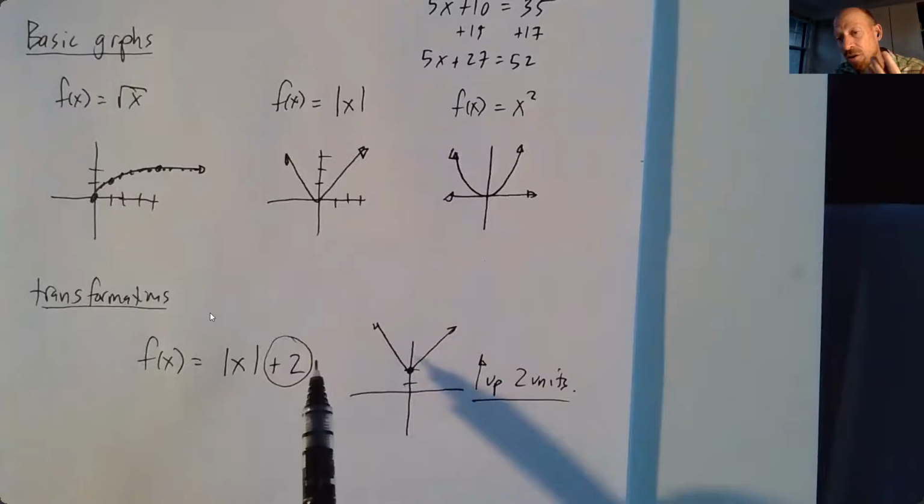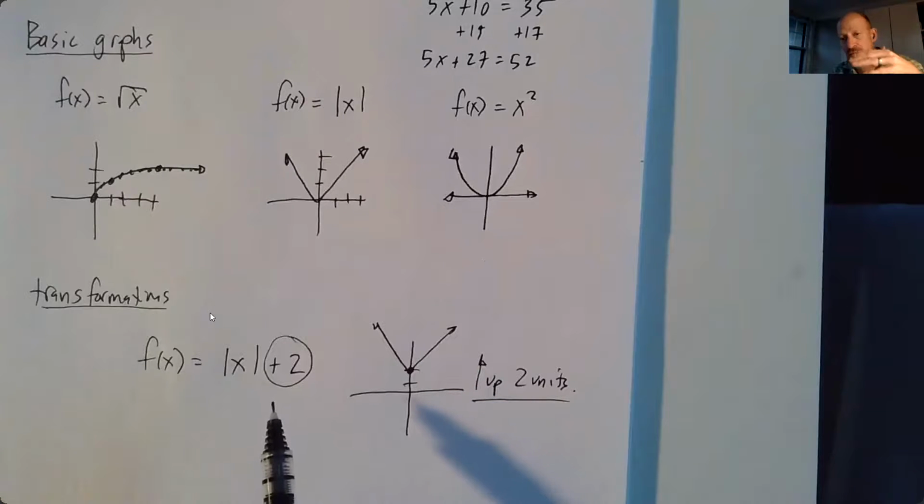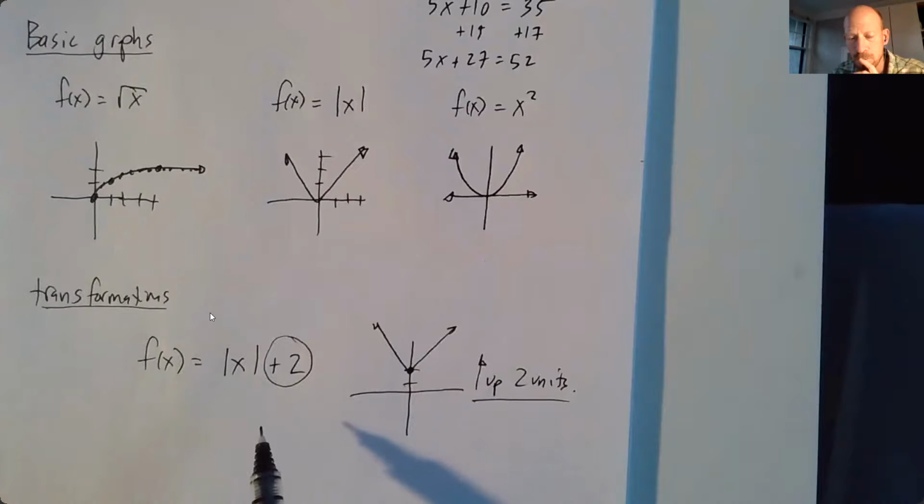Okay, and so that's one of our transformations. It's called a vertical shift. It just moves the graph up or down. Questions about that one?